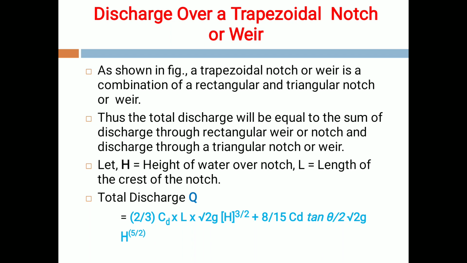Let capital H and capital L be the height of the water over the notch and the length of the crest of the notch. CD1 is the coefficient of discharge for the rectangular portion, and CD2 is the coefficient of discharge for the triangular portion. So, total discharge Q is equal to 2/3 CD L under root 2g H to the power 3/2.